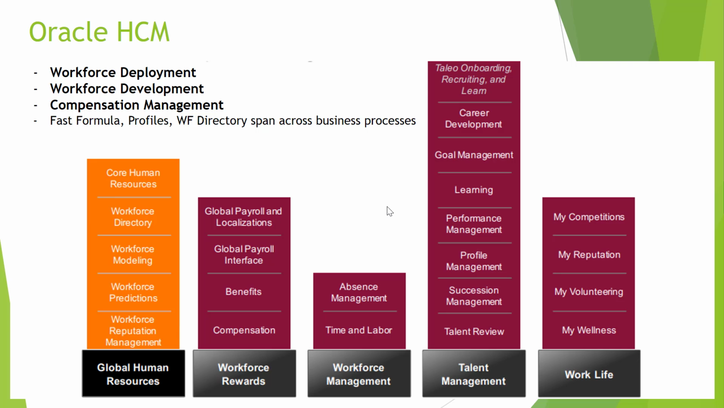The next big one here is talent management. So of course, onboarding, recruiting, and learning, which is the trio. These are the features for talent management, but there is also career development, goal management, performance management, profile management, succession planning, and talent review, which enable you to recruit people, screen them, hire the right people, plan for their future, and see who is the high impact employee and how you develop them.